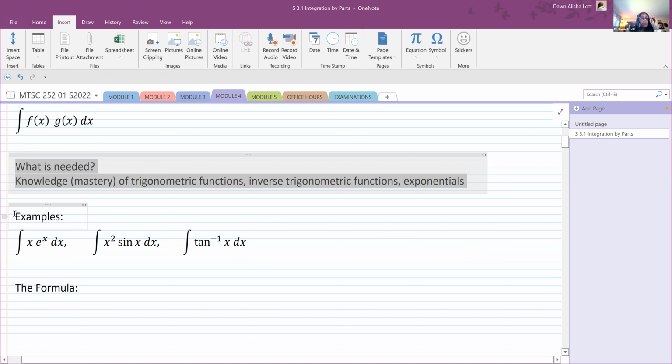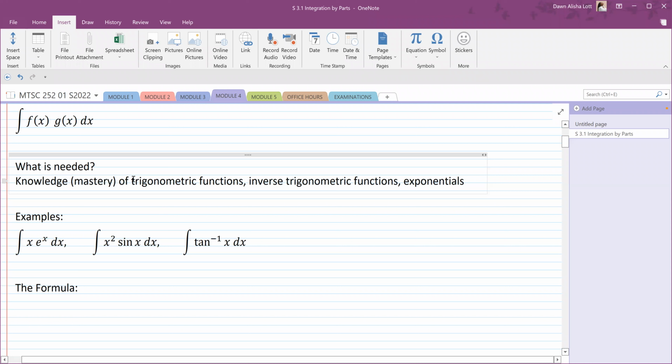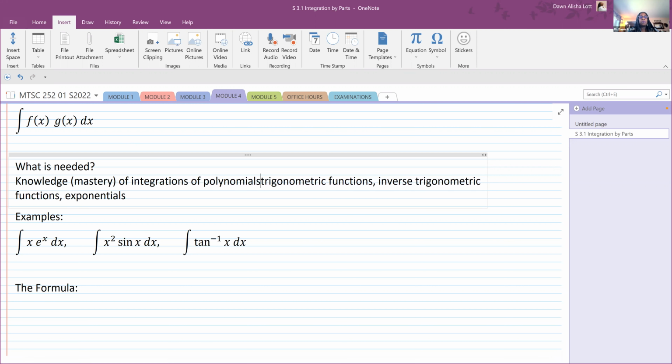So the kinds of integrals we need to be able to integrate are things that look like x times e to the x. We can integrate x and we can integrate e to the x, but how do you integrate x times e to the x? We can integrate x squared. Oh, that was the other thing, knowledge of how to integrate polynomials, trigonometric functions, inverse trig functions, exponential. So you got to know how to do that. The power rule, we have to know that.